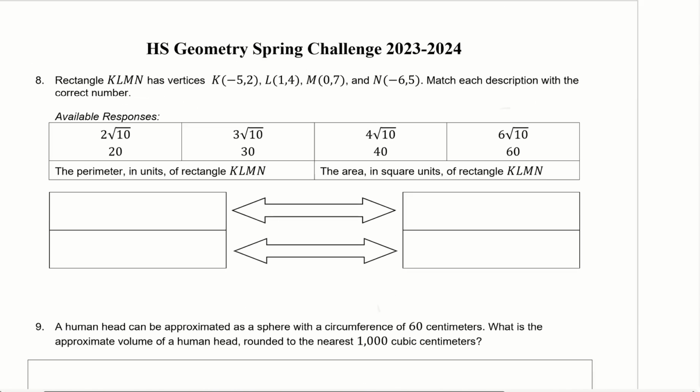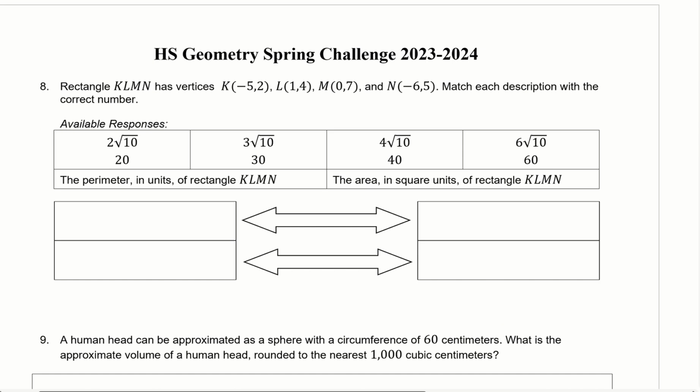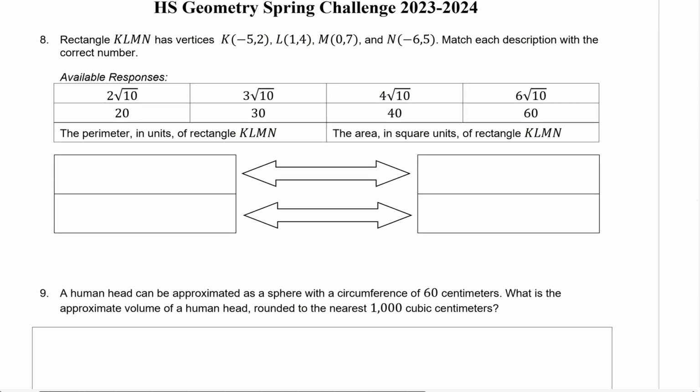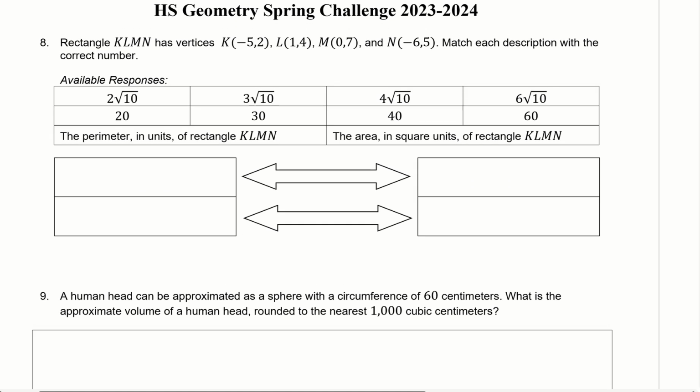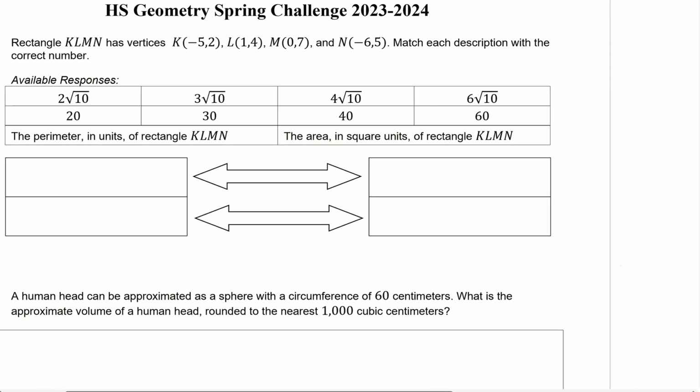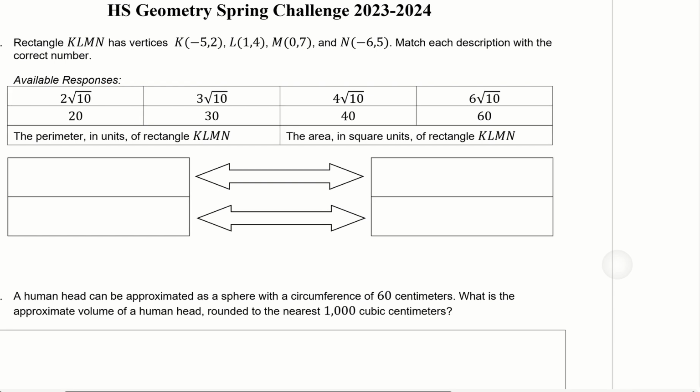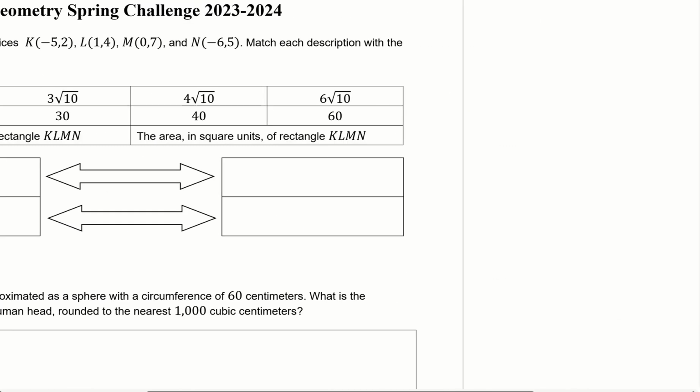All right, so let's look at the next one, number 8. Rectangle KLMN has the following vertices, and it says match each description with the correct number. All right, so we have a rectangle with the given coordinates, and we just have to find the perimeter and the area. Okay, so we just want perimeter and area.